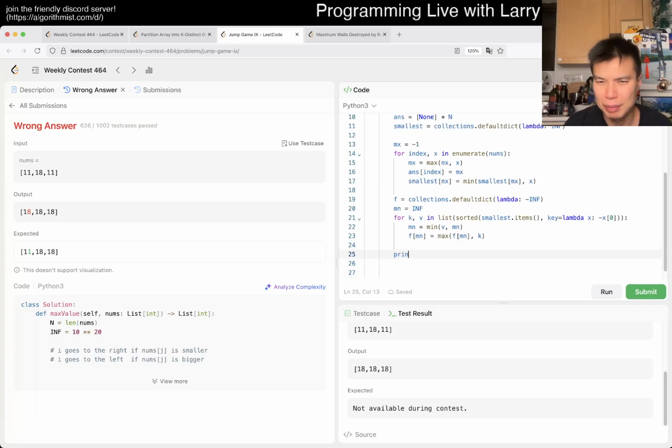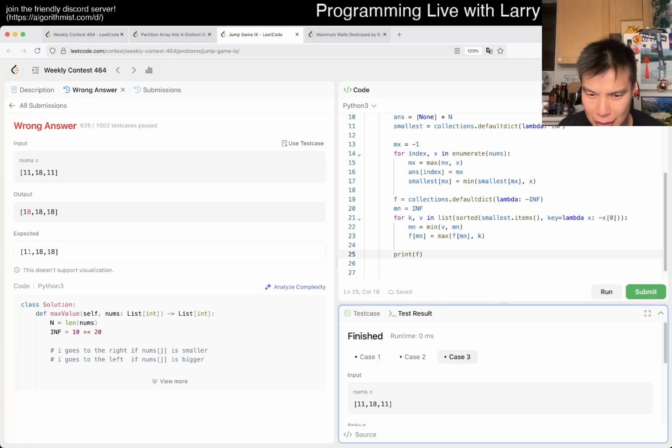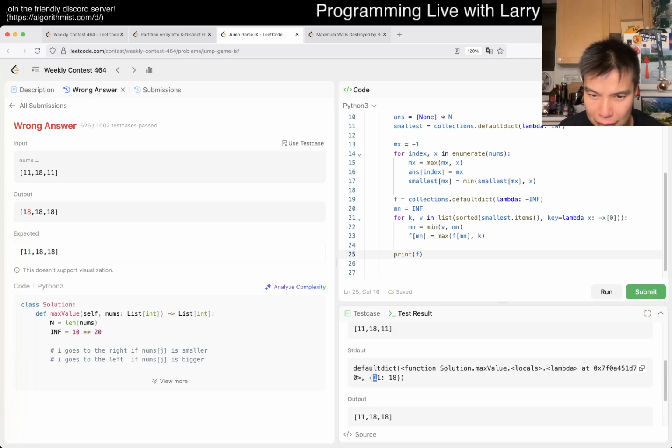What is F at this point again? I forget. F at this point is 11 saying 18. Okay, so that's. Oh, this is the going backwards part. And 18's min is 11. I'll get a water.